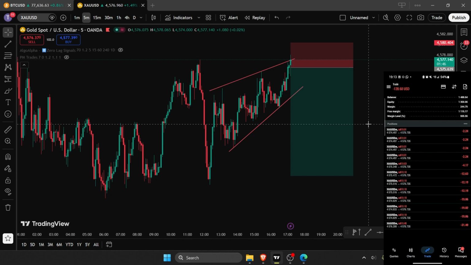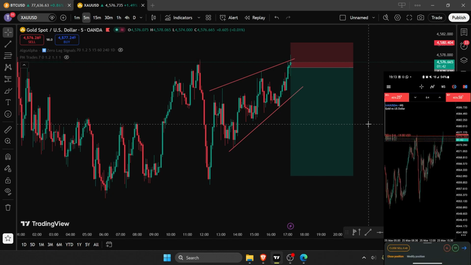So I saw the trade was retesting and I decided to add another position for 0.4. This is going to be the biggest position on this trade.